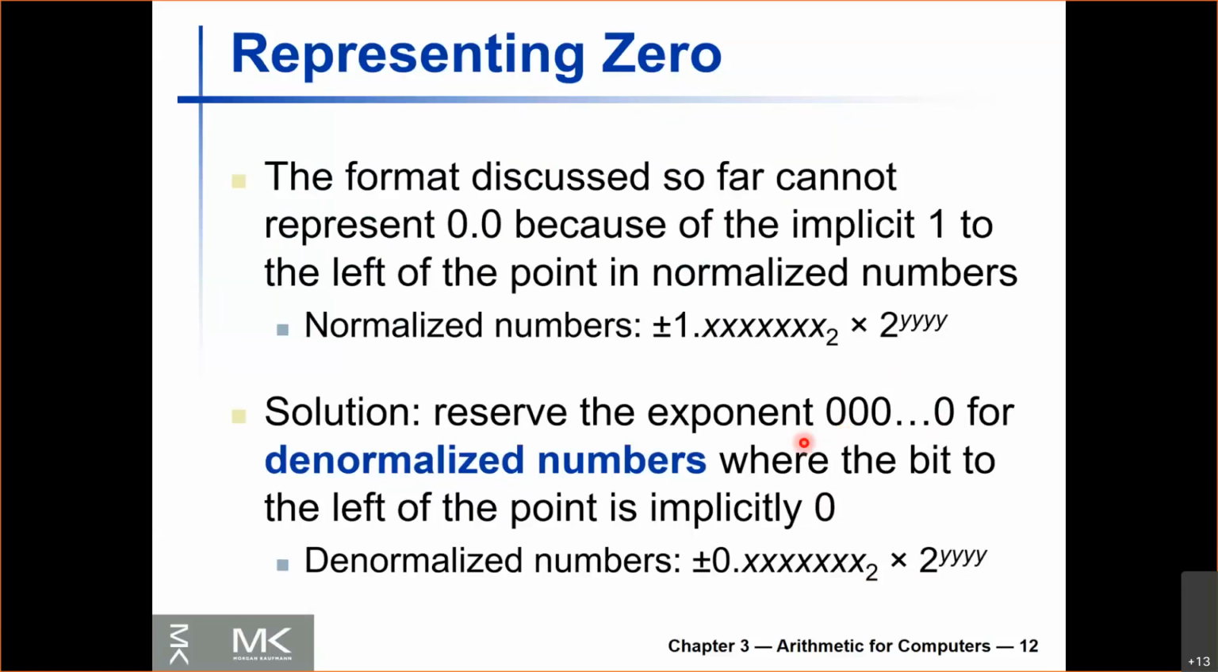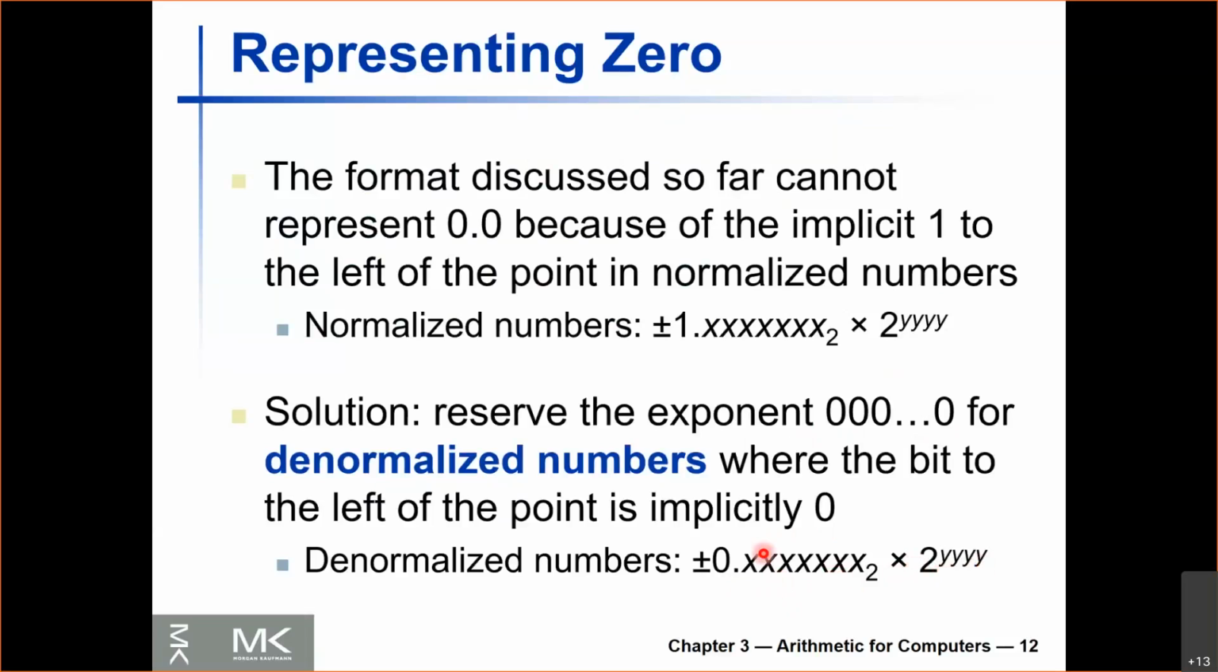When I set the exponent to 0, it means that my number is of the form 0 point something times 2 to the power something, and I'll talk about what that something is later. But then what we can do is set the exponent to 0 and set the fraction bits to 0, and now we're going to have 0.00000 times 2 to the power something, which will be 0.